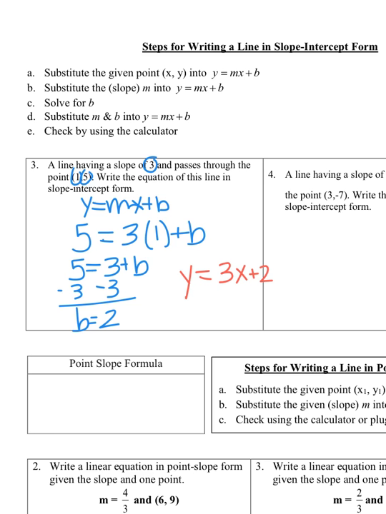So you're not always going to be given just the slope and the y-intercept. Sometimes you might have to find one of those two things. Take a second, try number 4, and then pause the video and come back.